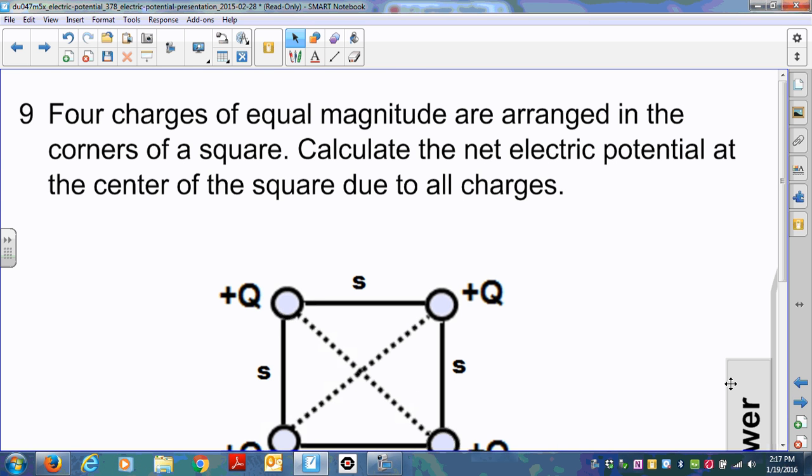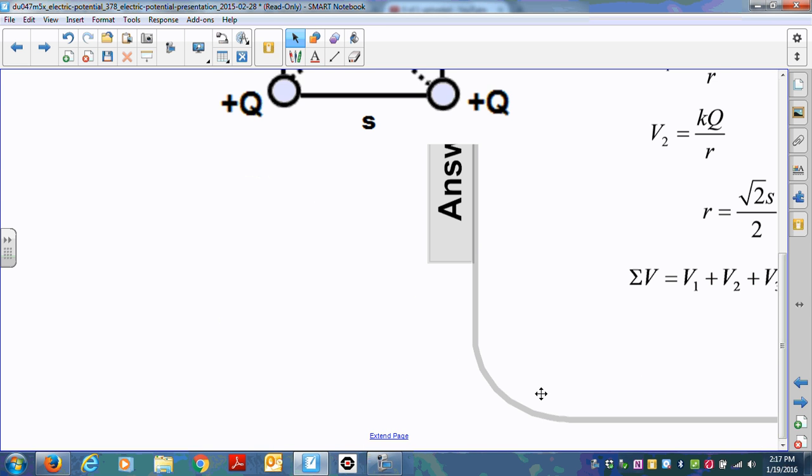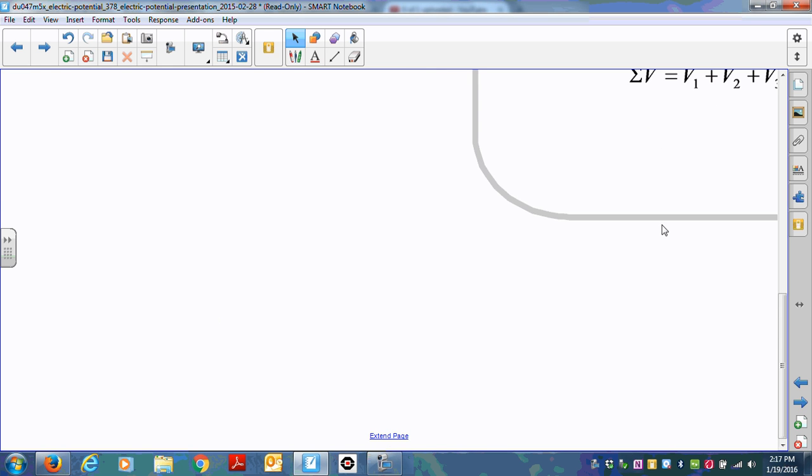Okay, four charges of equal magnitude are arranged in the corners of a square. Calculate the net electric potential at the center of the square due to all charges. So here you go. Go ahead and pause the video and see if you can solve this one. Okay, so here's what you should have gotten. And I'm going to move it down a little bit so we can see the answer.